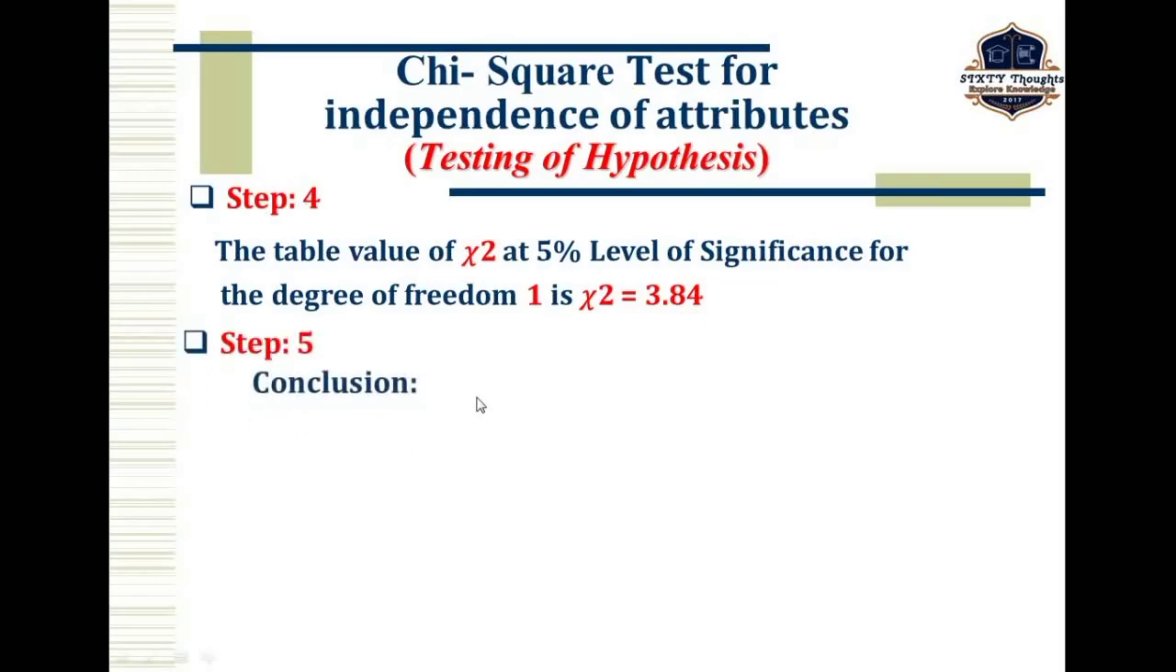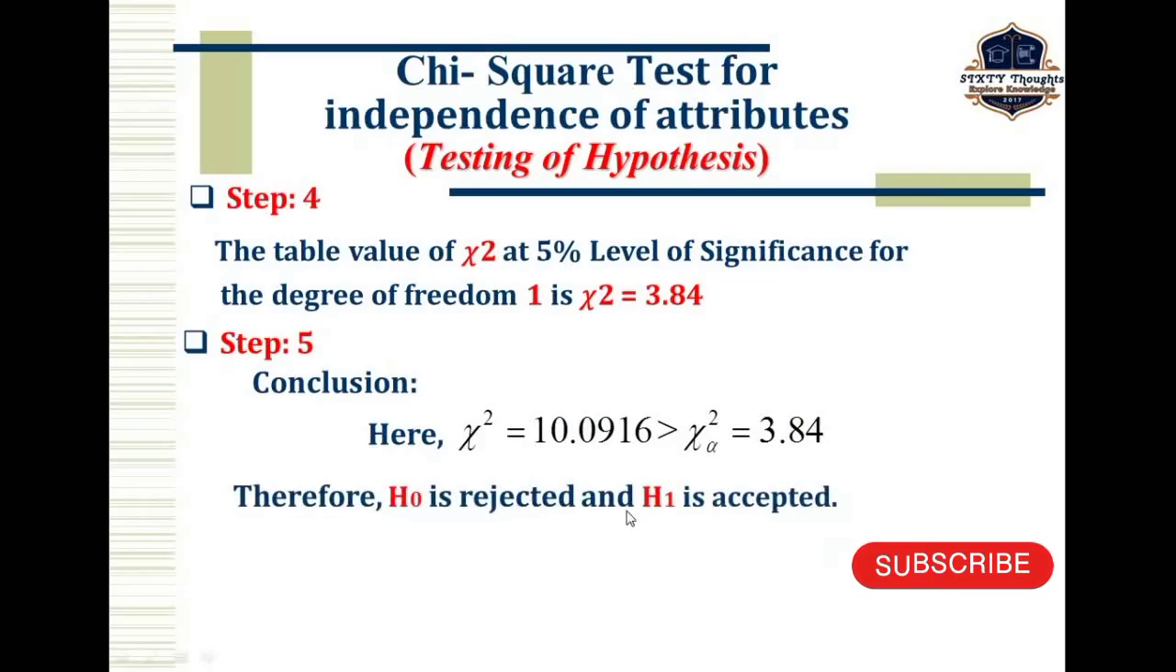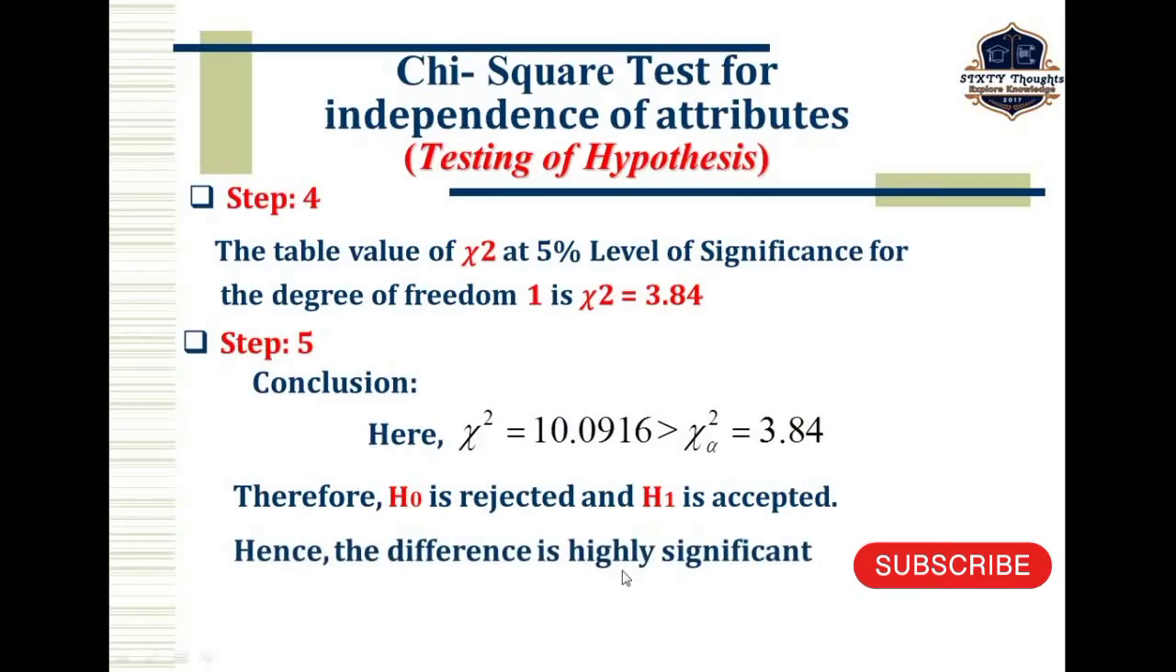What is step number 5? In step number 5, we write the conclusion. How to write the conclusion? Using step number 3 and step number 4, we give the conclusion. In step number 3, we have the obtained value, chi-square equal to 10.0916. It is strictly greater than the table value, that is 3.84. Once you get greater than, we reject the null hypothesis and we accept the alternative hypothesis. Suppose you get less than, we reject the alternative hypothesis and accept the null hypothesis. So here H0 is rejected and H1 is accepted. Hence, the difference is highly significant.